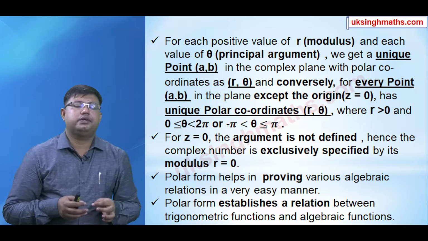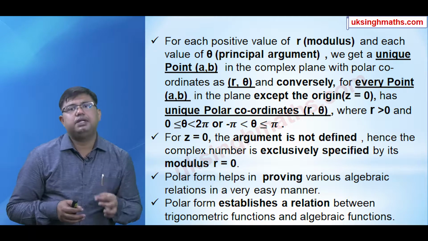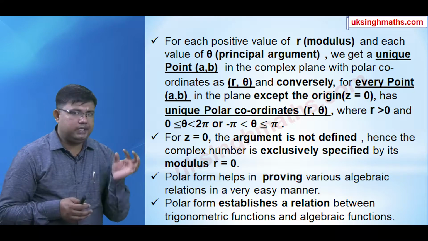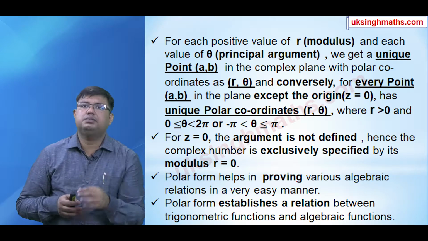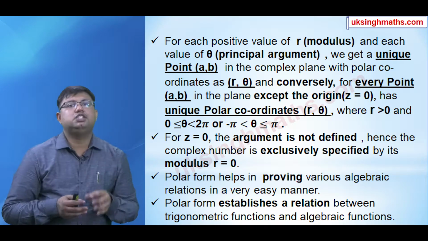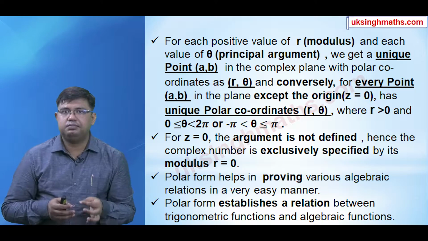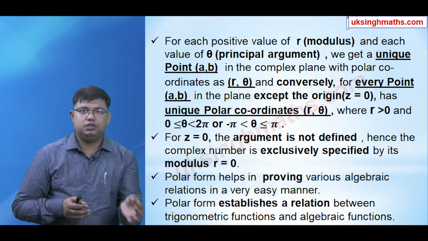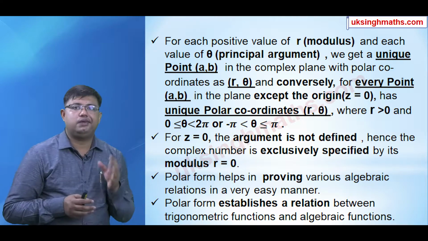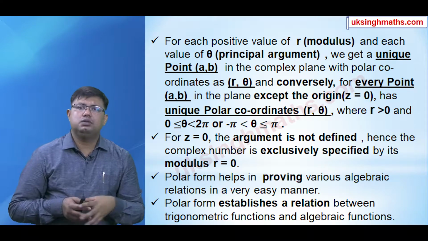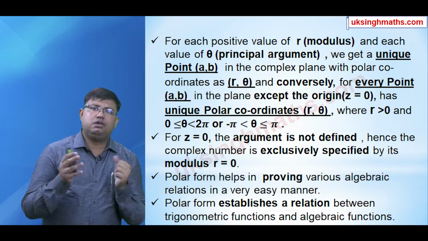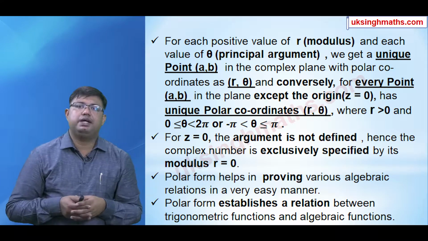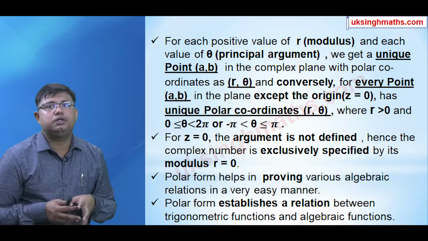For every point (a, b) in the complex plane except origin z equal to 0, we can have a unique polar coordinate (r, theta), where r greater than 0 is the modulus of the complex number and theta is the principal argument of the complex number, so it must satisfy one of these inequalities. For z equal to 0, the argument of a complex number is not defined, so a complex number is exclusively represented by its modulus, that is r equal to 0.